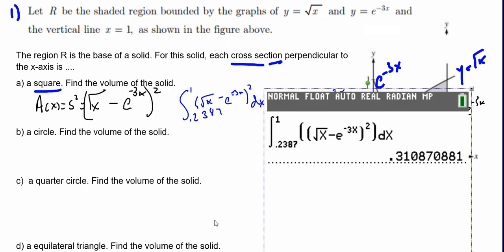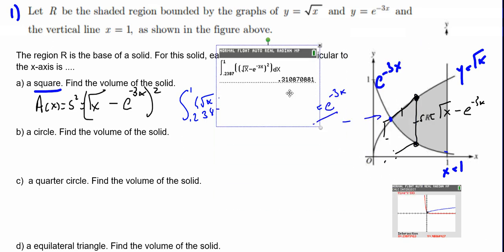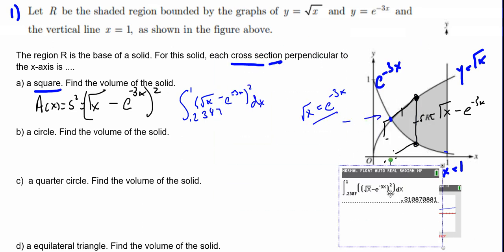Okay, and so that is the volume that we would receive for our first type of equation. And so I'll put that in, 0.3109. You only need 3 decimal places for AP Calculus, but you can round a little bit farther if you want to. Now what happens if we switch this up and make circles?